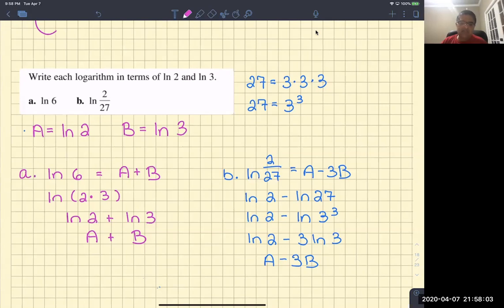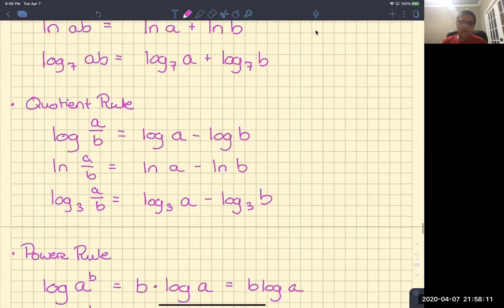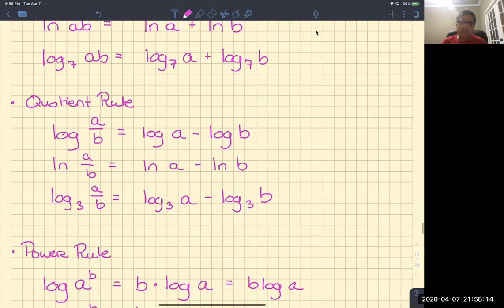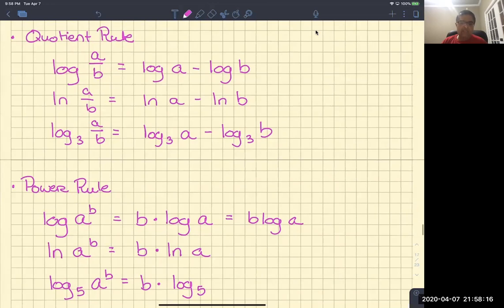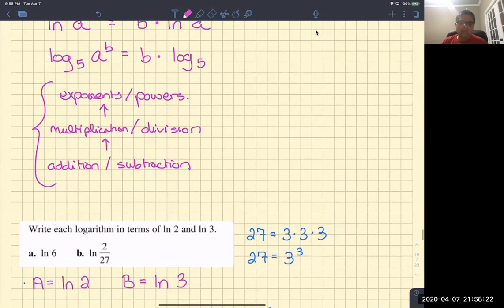And make sure to ask questions if you can't do it during one of our video conferencing sessions. And again, remember your 3 properties, the product rule, the quotient rule, the power rule, and remember the change of base as well. And remember what it allows us to do, the purpose of why logarithms are so important in mathematics, because it takes a higher operation and makes it into 1 step lower, making an exponent into a multiplication, or making multiplication and division into addition or subtraction, respectively.